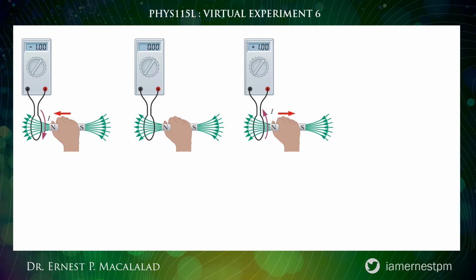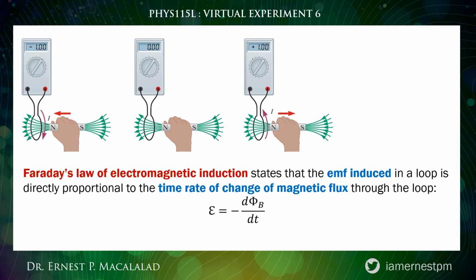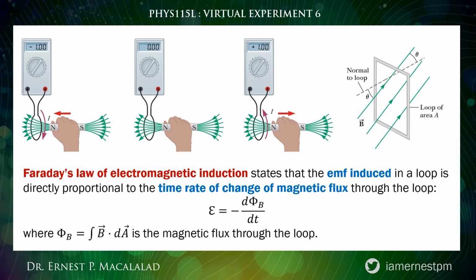Now, this experiment tells us that an EMF is induced in a loop, and that it is directly proportional to the time rate of change of magnetic flux through the loop. We call this Faraday's law of electromagnetic induction. You'll notice here that the EMF E is equal to the negative of the time derivative of the magnetic flux, where the magnetic flux is given by the integral of the dot product between the magnetic field and the area element vector of the loop.